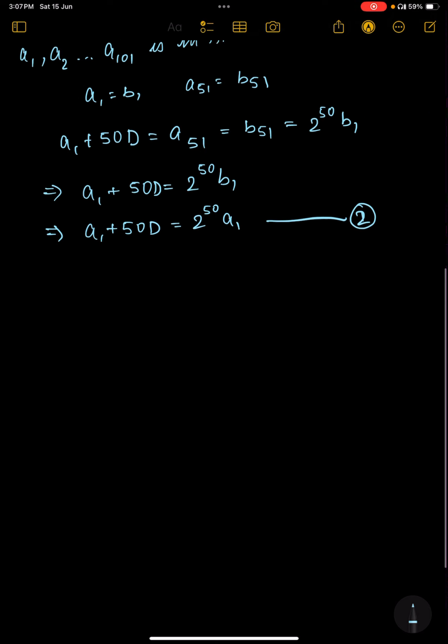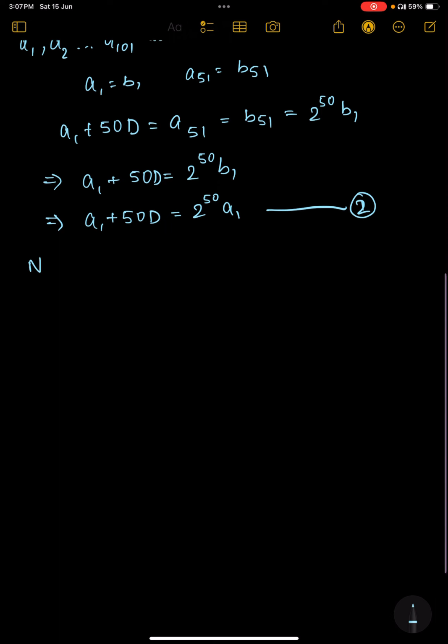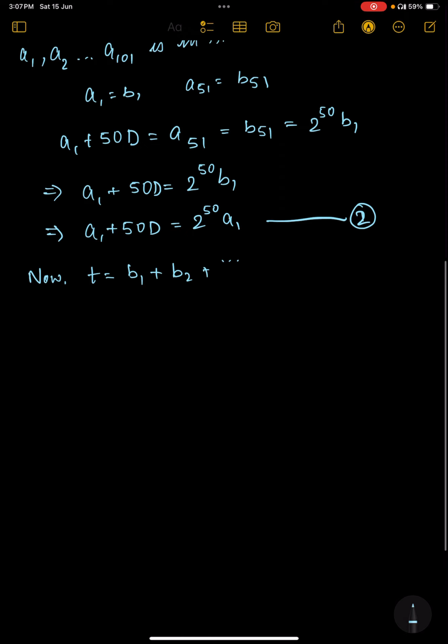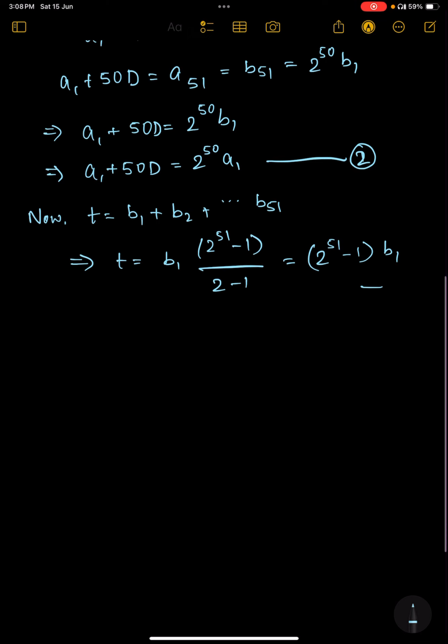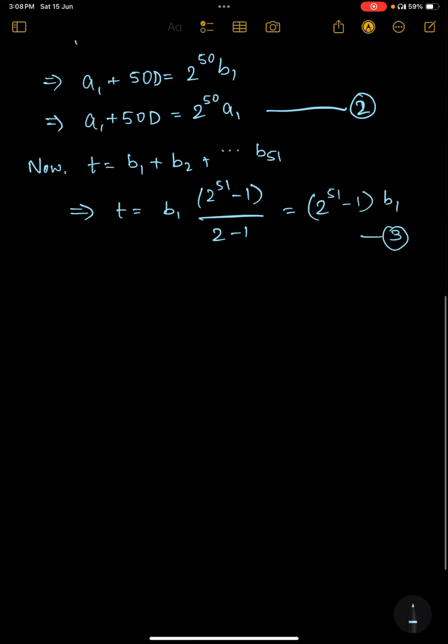Now, the third variable which is given to us is t, which is equal to b1 plus b2 all the way to b51. Now, since this is a GP series, the sum of the GP elements I can write as b1 times (2 power 51 minus 1) by (2 minus 1), which is nothing but (2 power 51 minus 1) in product with b1. So let me say this is equation 3.